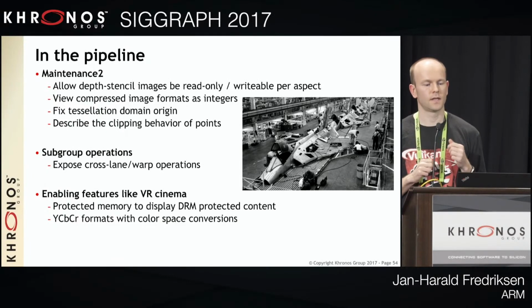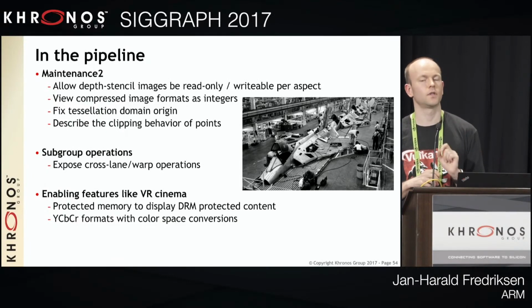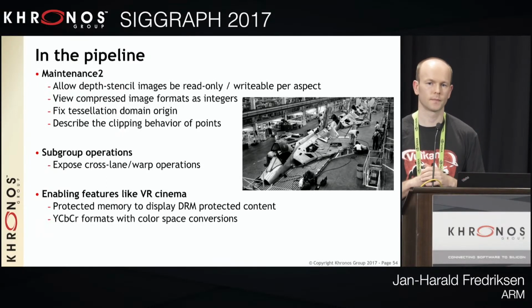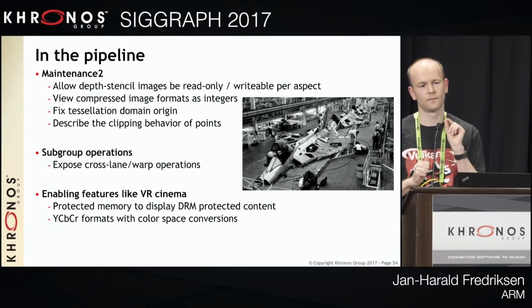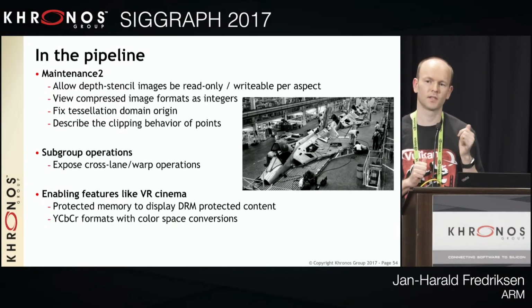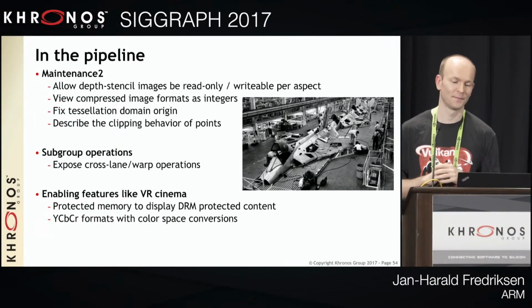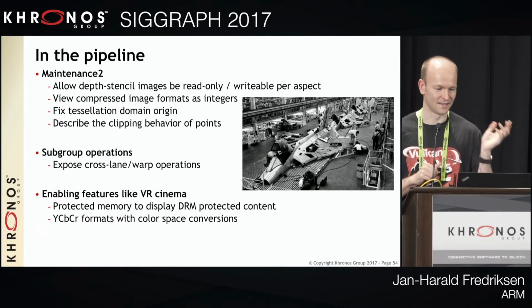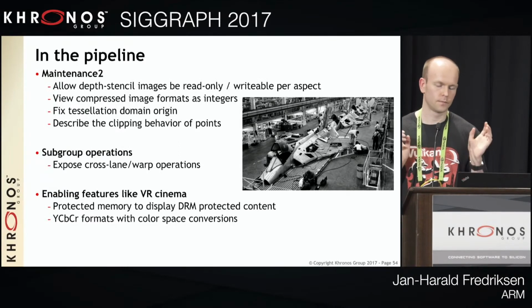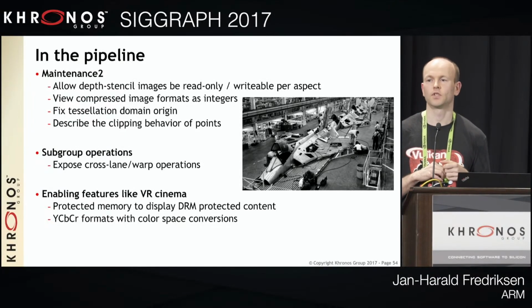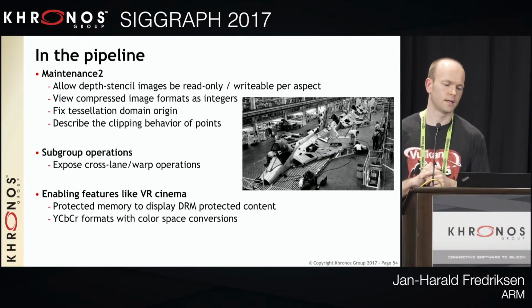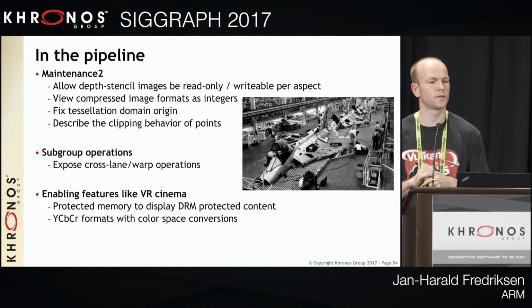We'll add the ability to let you set view compressed images as integers, so you can do the transcode kind of stuff. We had another coordinate problem where it turns out we sort of accidentally flipped the origin of the tessellation domain, which we didn't quite mean to, so we'll fix that. And then let you query how we do point clipping. Subgroup operations, aiming for shader model 6-like functionality for that. And then a couple of additional features we need for the VR use cases.